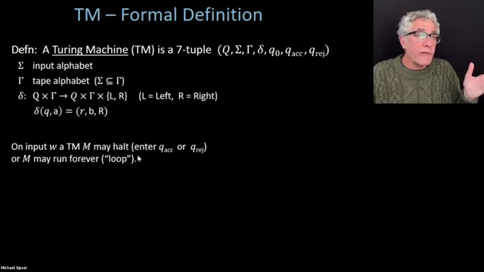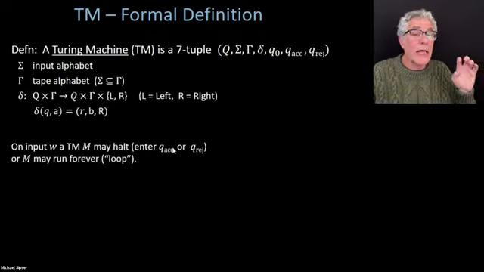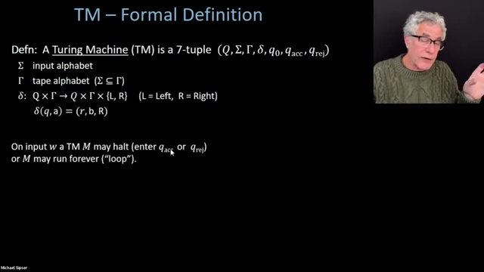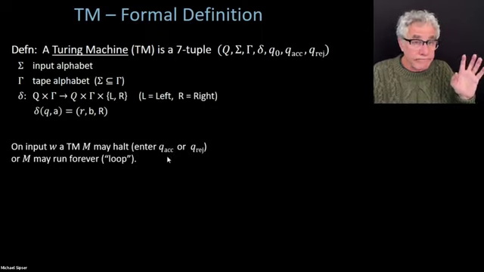Or the machine may never enter one of those. It may just go on and on and on and never halt. We call that looping. It's a little bit of a misnomer because looping implies some sort of repetition. For us, looping just means not halting.